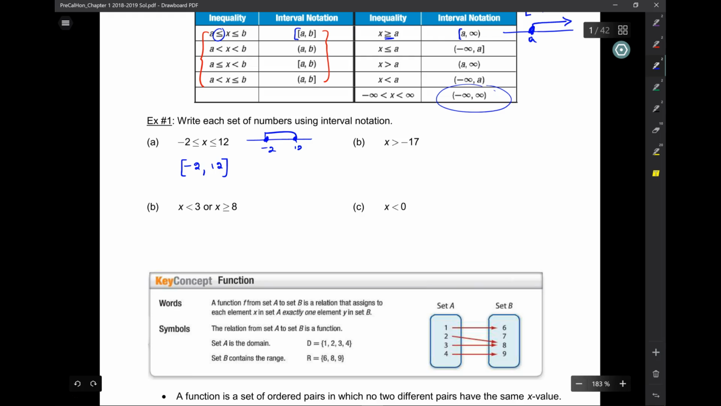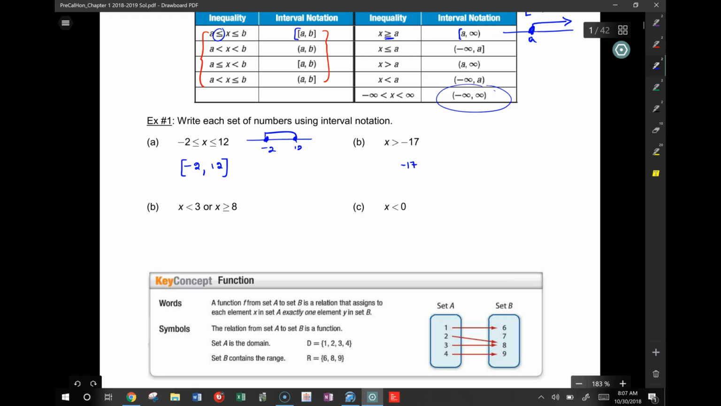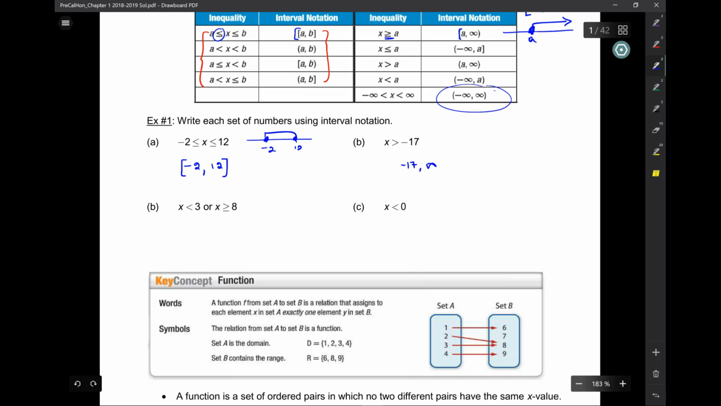Okay, so B, x is greater than negative 17. So it starts at negative 17 and goes to infinity, right? And that's how I write it. Starts at negative 17, goes to infinity. You see how much more convenient it is to think about? And these are open on both ends.